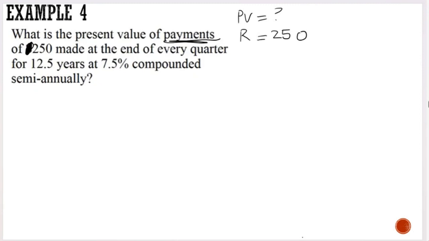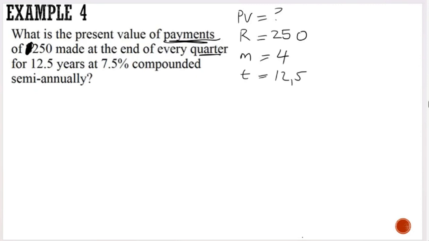And then you are told the payments are being paid at the end of each quarter, which is your 4. That is your compounding times of your payments. It is 4 because of the quarter. And then you are told the time. The time is equal to 12,5.